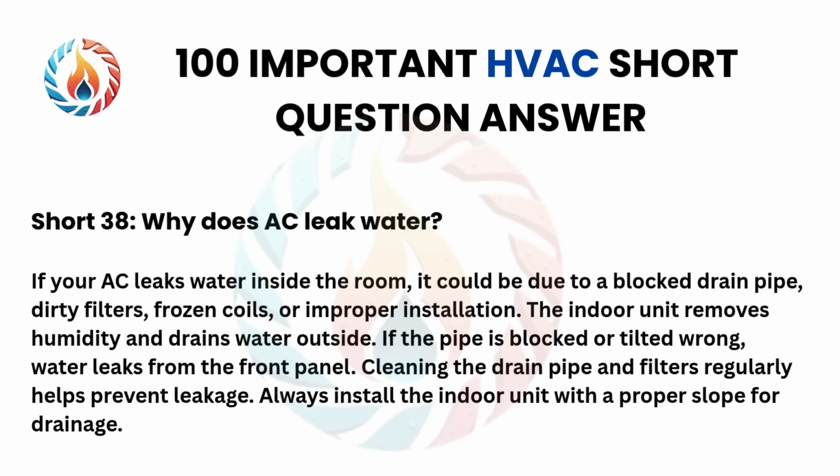Short 38. Why does AC leak water? If your AC leaks water inside the room, it could be due to a blocked drain pipe, dirty filters, frozen coils, or improper installation. The indoor unit removes humidity and drains water outside. If the pipe is blocked or tilted wrong, water leaks from the front panel.